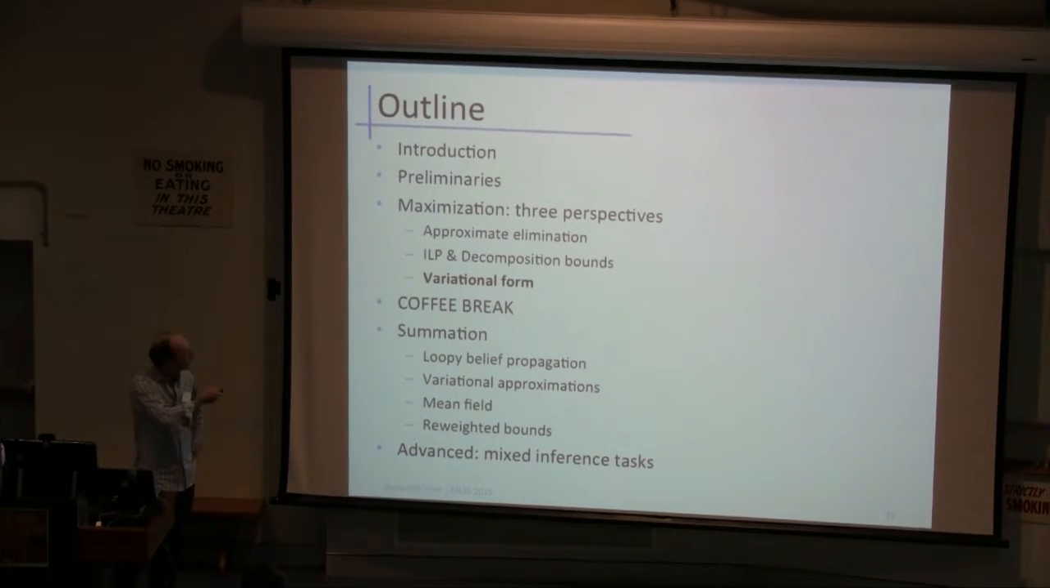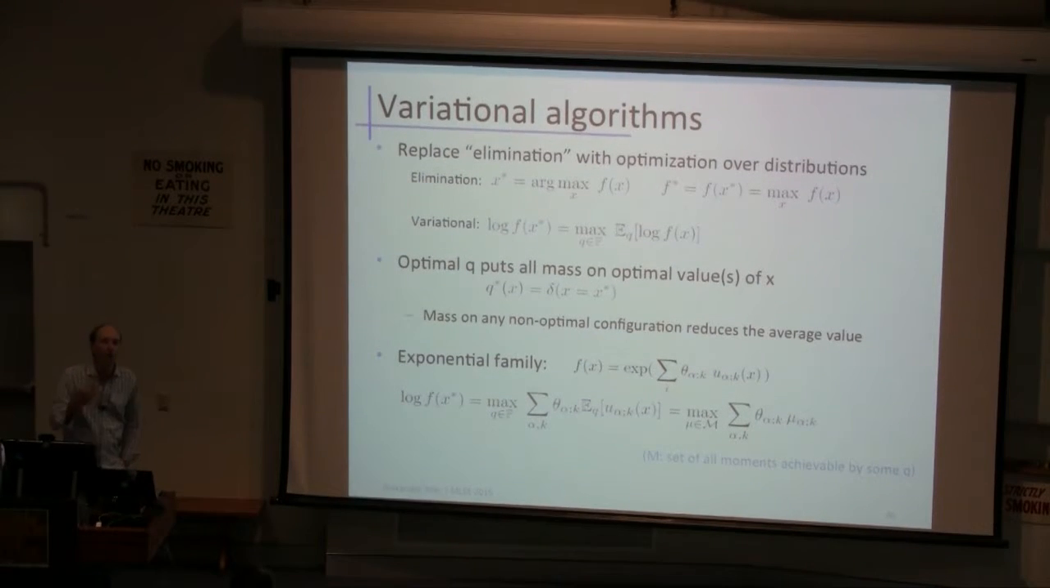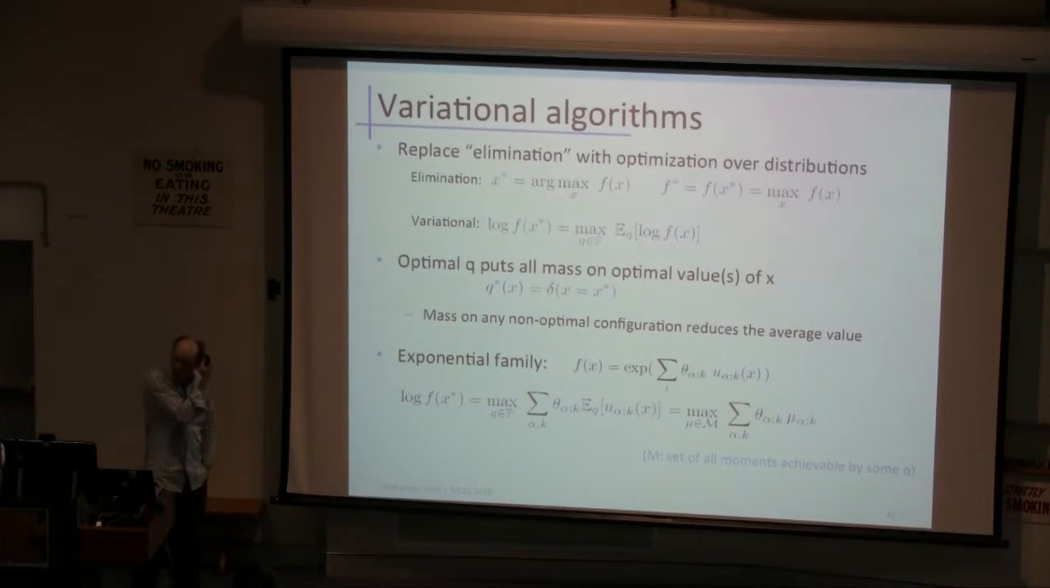So the last thing I want to talk about here is the variational interpretation to this, which is another useful perspective to have and connects closely to this linear programming form. So variational algorithms, variational methods are things that replace the variable elimination process with an optimization over distributions, so some kind of functional.